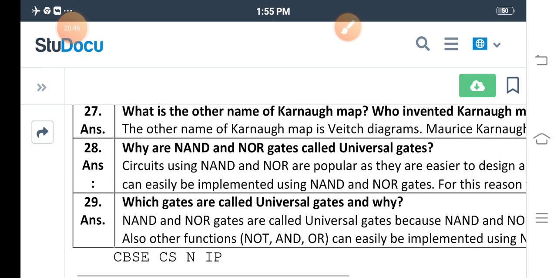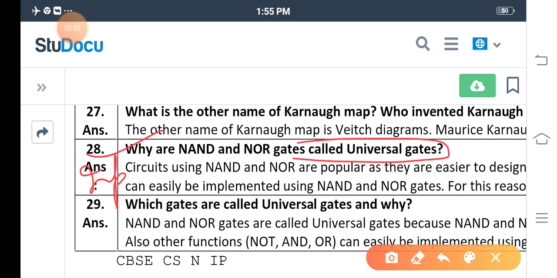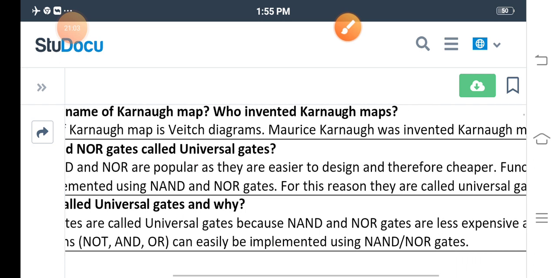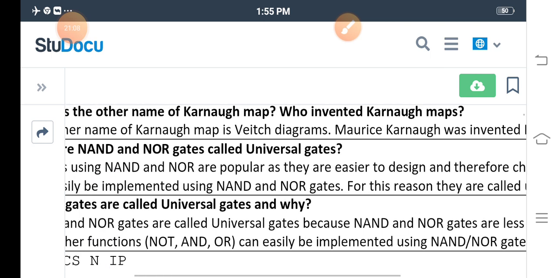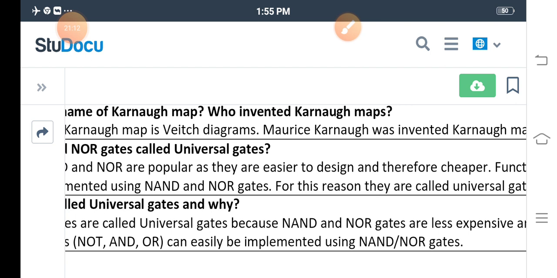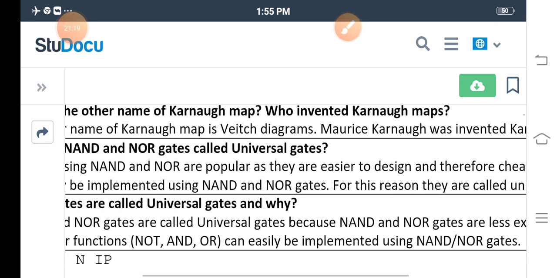Next is this one, again important question, mark it important. Why NAND and NOR gates are called universal gates? Already I gave you the definition. So circuits using NAND and NOR are popular as they are easier to design and therefore cheaper. Functions of other gates can be easily implemented using NAND and NOR gates. For this reason they are called universal gates. Okay, so I hope you all have noted down the definition already.